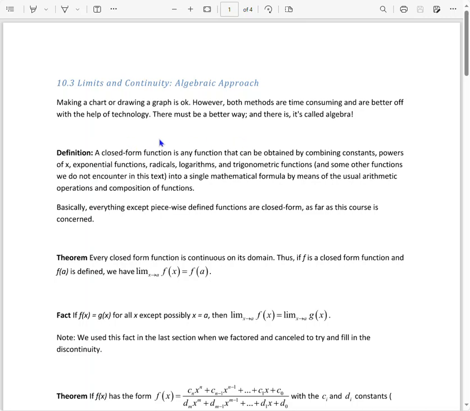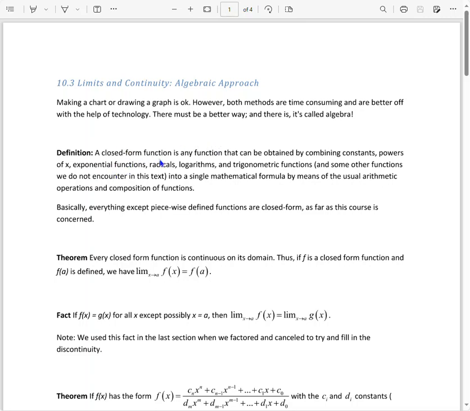Making a chart or drawing a graph is okay, absolutely. But both methods are time consuming and definitely better done with the help of technology. And the better way, as much as this hurts you to hear me say, is algebra. Okay, so here we go.